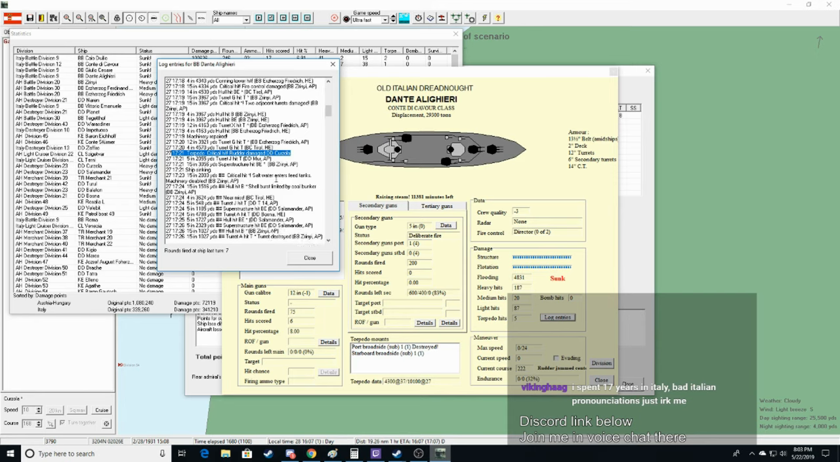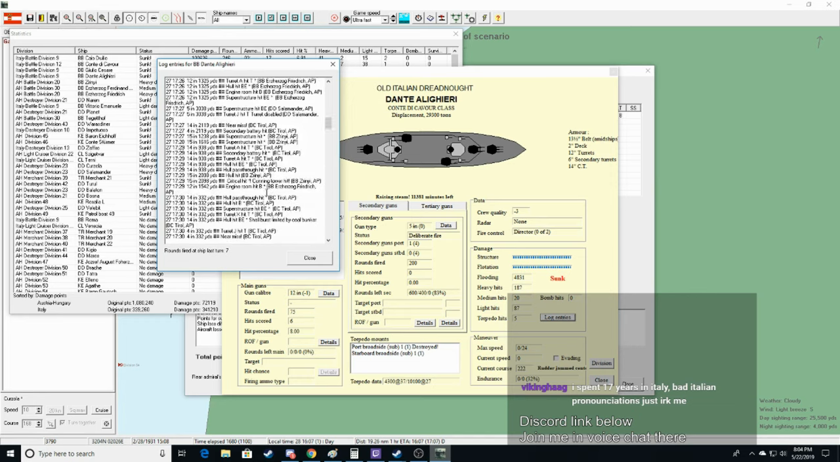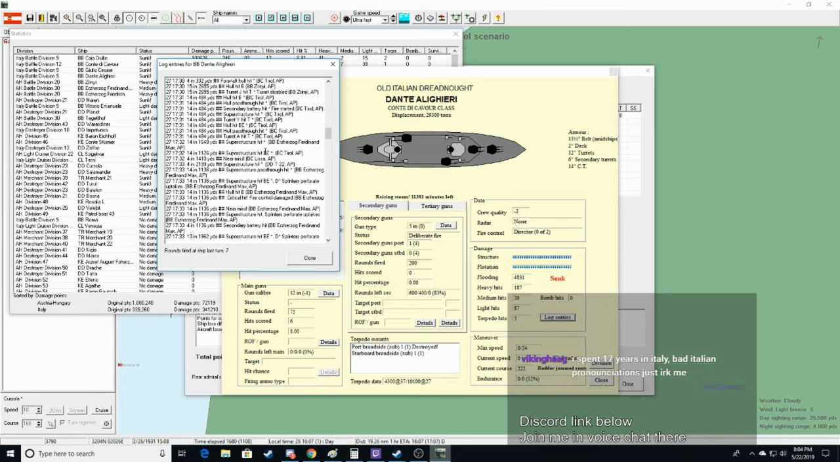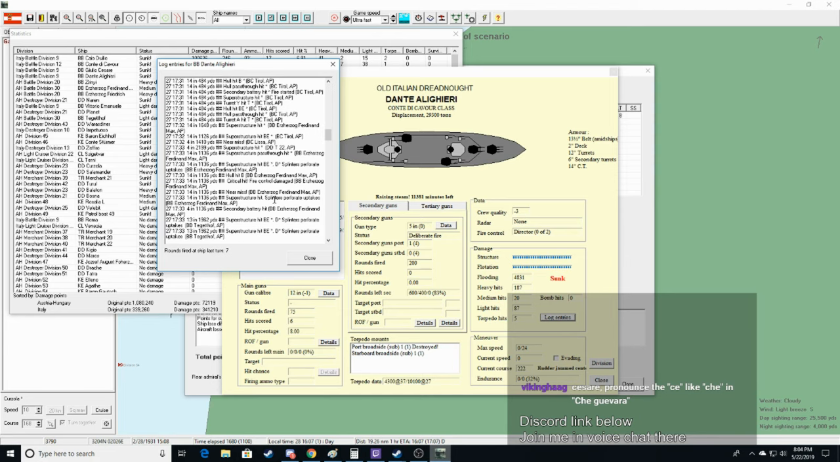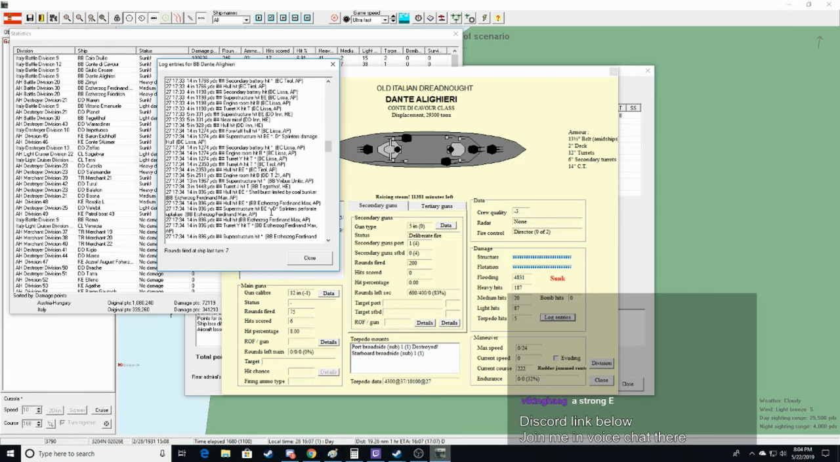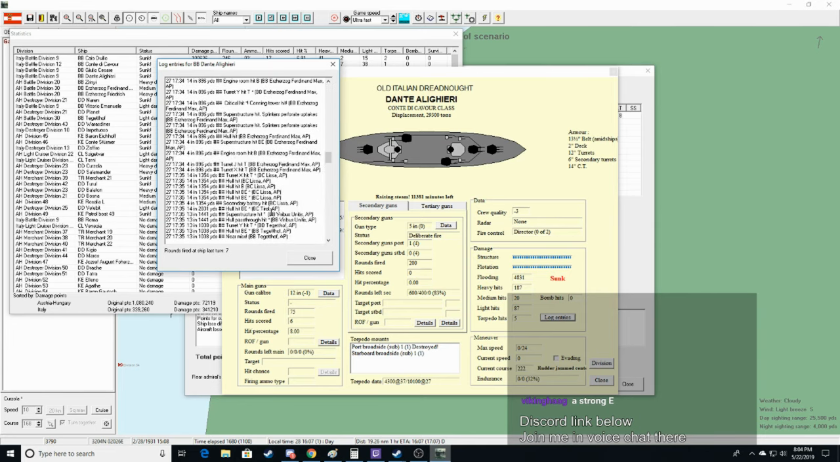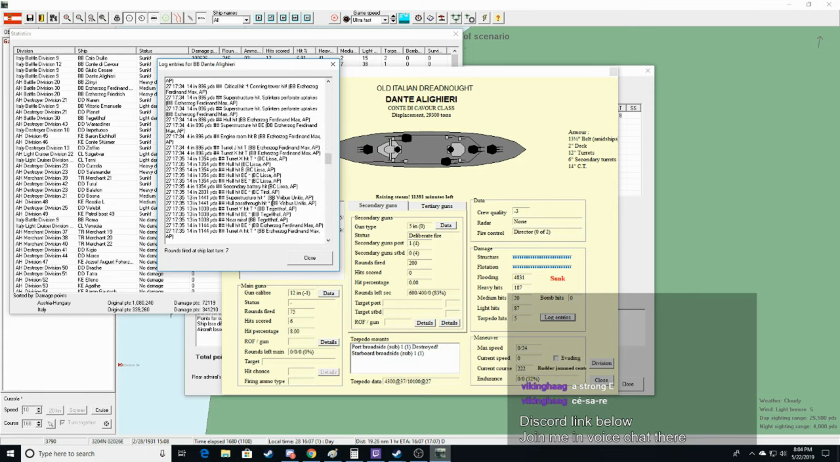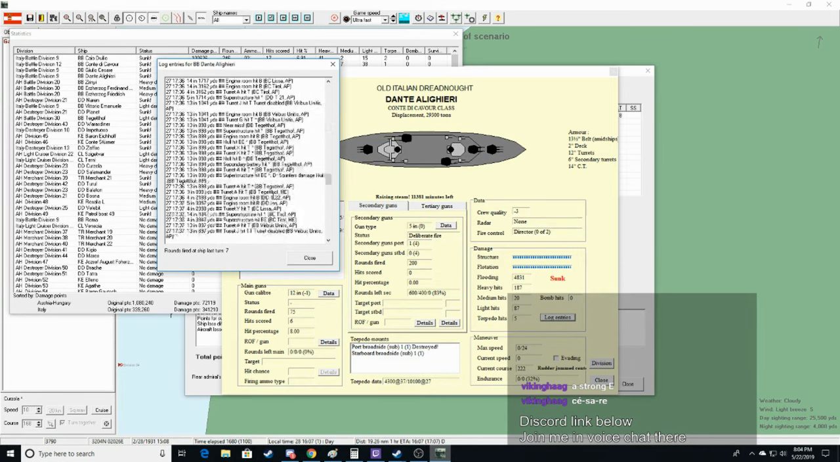Krizola. Bad Italian pronunciations just irk me. Yep. I assume I got Cesare at least decently correct, right? Or Cesare? Okay, I didn't. I can't say that. I don't know if it's Che or Che. It's difficult with a strong E. I'm sorry, I'm gonna annoy you this whole stream. Yeah, none of this registers well with me.